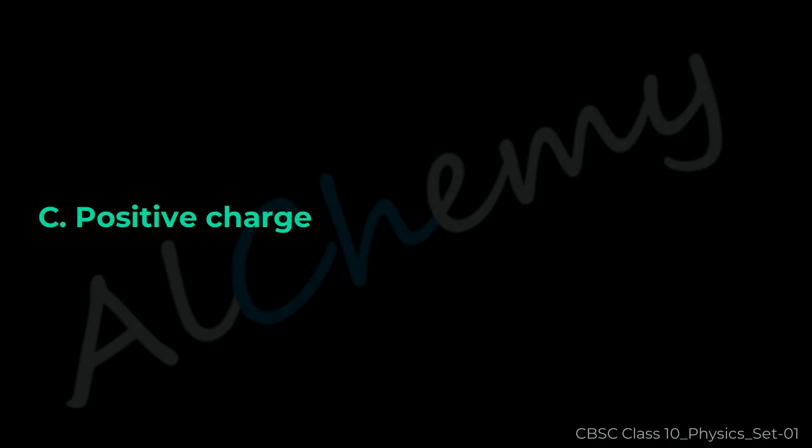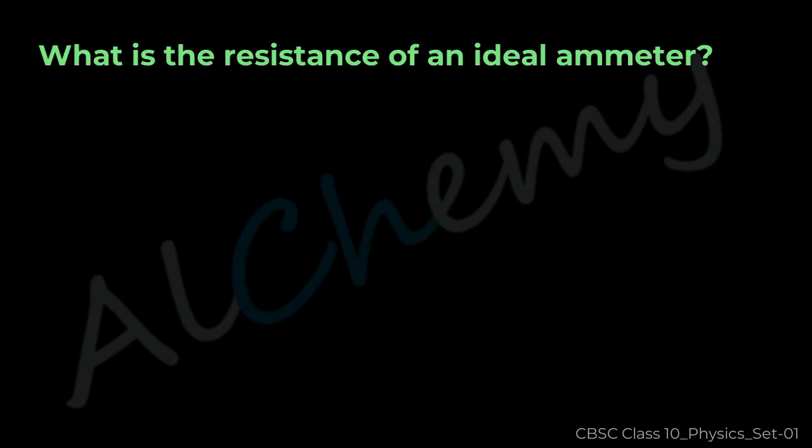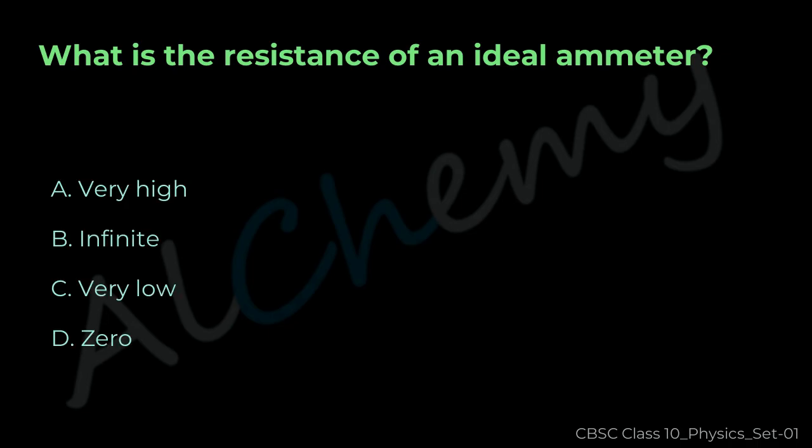Positive charge. Question 7. What is the resistance of an ideal ammeter? A. Very high. B. Infinite. C. Very low. D. Zero. The correct answer is D.